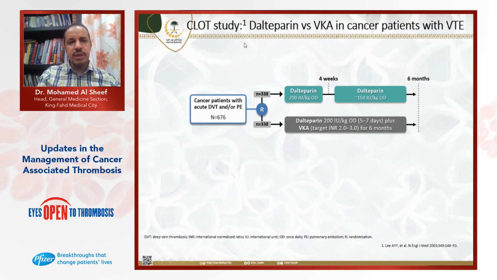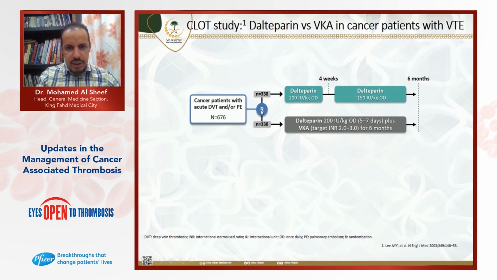There are many studies comparing low molecular weight heparin versus warfarin, a vitamin K antagonist. This is the most famous study, the CLOT study. They compared dalteparin versus vitamin K antagonist in cancer patients with VTE. Dalteparin is the most commonly used LMWH in Canada, and also commonly used in the States. But in Canada, it's the number one low molecular weight heparin. This is the design of the study: cancer patients with DVT and/or PE, about 676 patients.